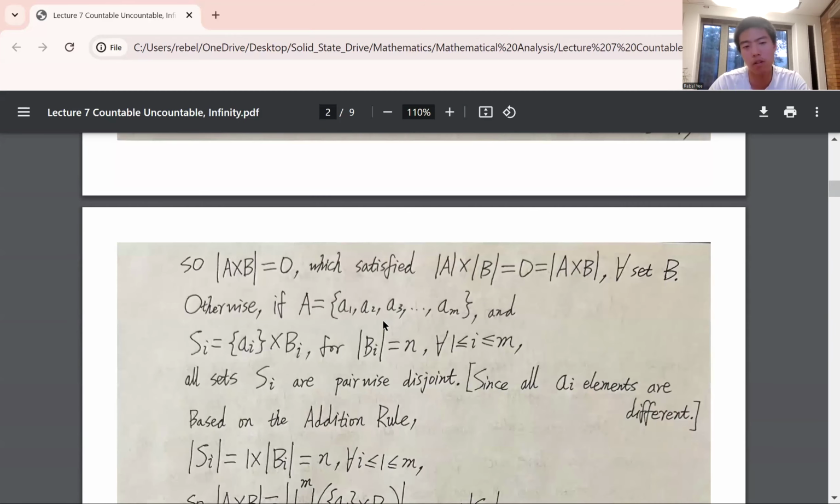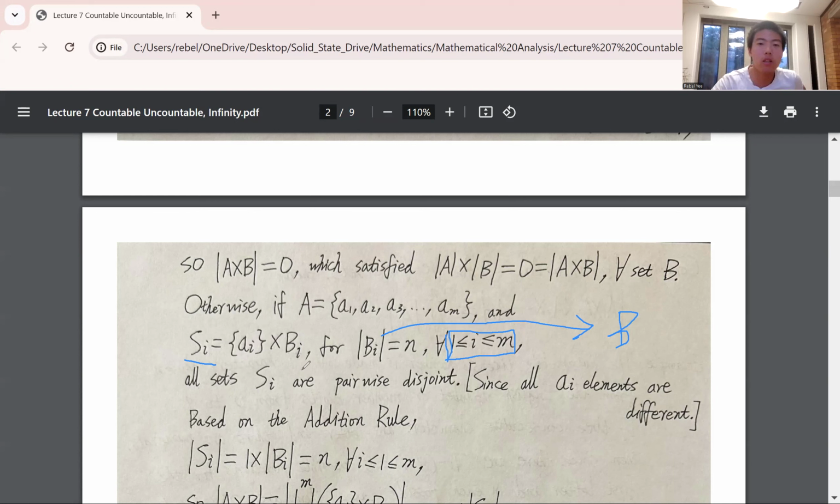But what about when it is not trivial, like A is not empty. A has some elements inside. In this case, we define a set Si equal to Ai times Bi, and Bi might just be set B. So you can just think about Bi as set B, but with an index to pair with Ai to form Si. In this case, because Ai is each element in A, and you only have at most m, this is the domain that i can be chosen from. So all the sets Si are pairwise disjoint, because all of the Ai elements are different.